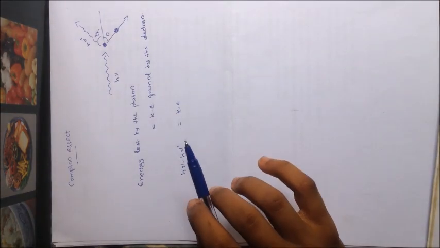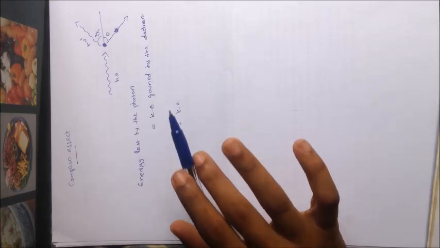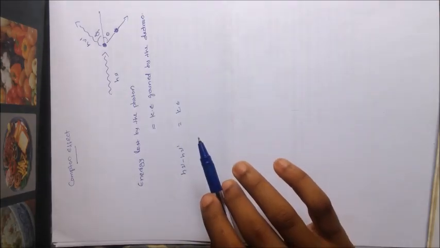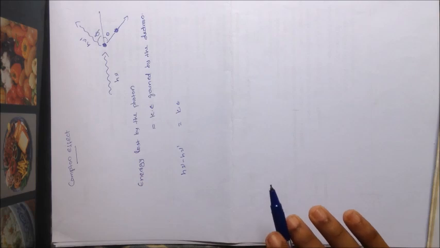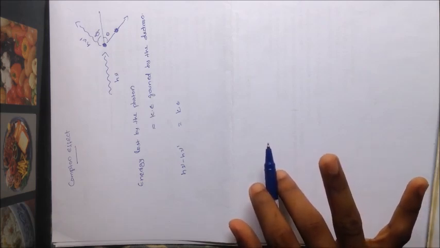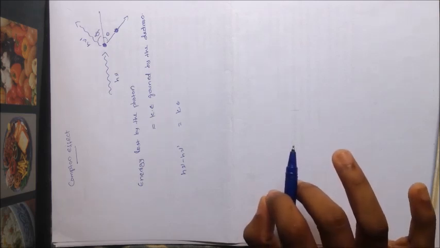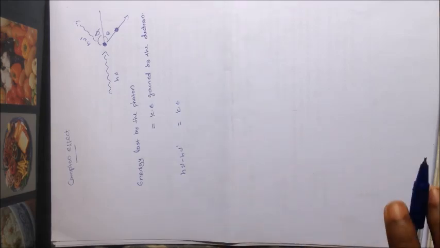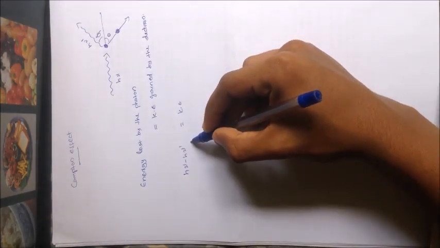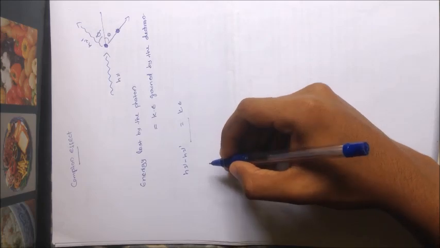A problem which involves the collision of two particles can be easily solved by applying two conservation laws, that is, the conservation of energy and the conservation of momentum. Every problem which involves an elastic collision can be solved using these two conservation laws, and applying them makes the problem simpler. Here we have applied the conservation of energy, and now we are going to apply the conservation of momentum.